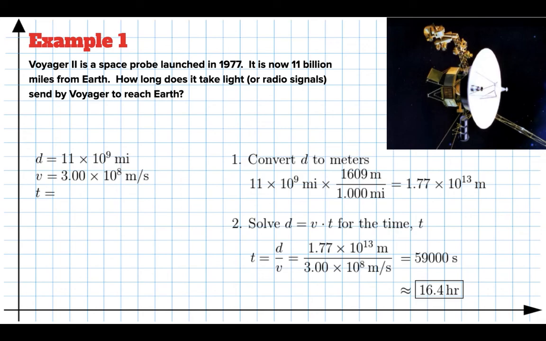So if I said, how long does it take to communicate with Voyager and receive an answer? The answer is about 32.8 hours. But remember, that's the time it takes the signal to go there and back. There's several problems in the homework where you will get the wrong answer if you don't consider whether you're dealing with a round trip time or a one-way time.